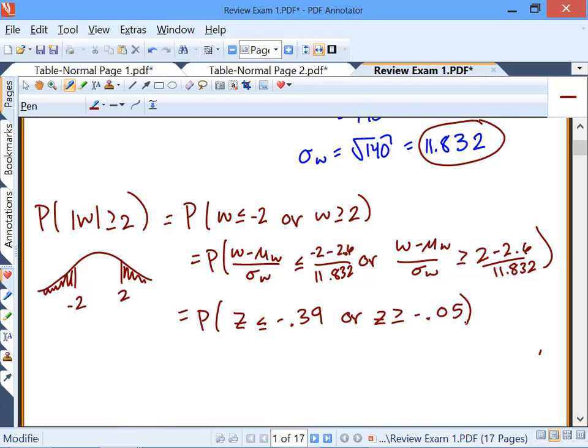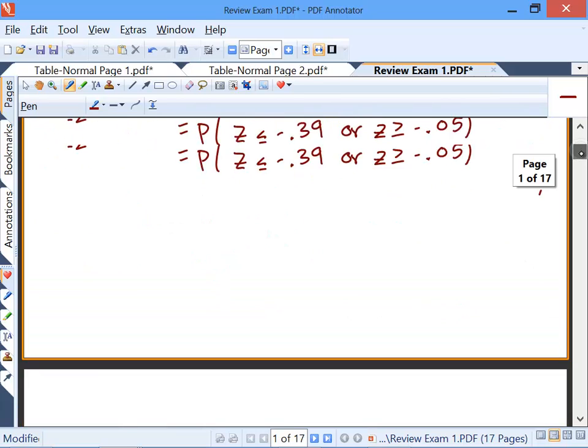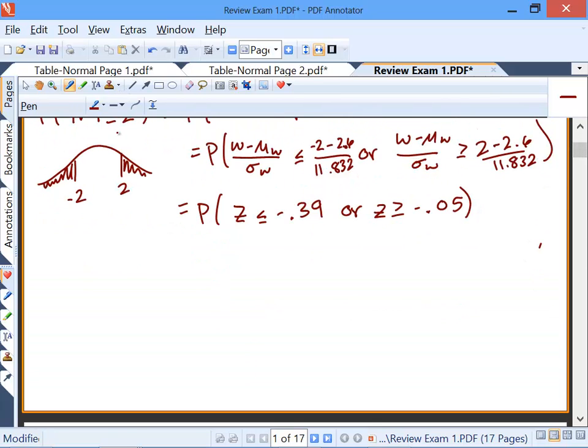Now, have you guys found anything wrong in my work so far? And so if I was to draw a new graph with my actual Z values, these are my Z values, so I want less than or equal to negative 0.39, or greater than or equal to negative 0.05.